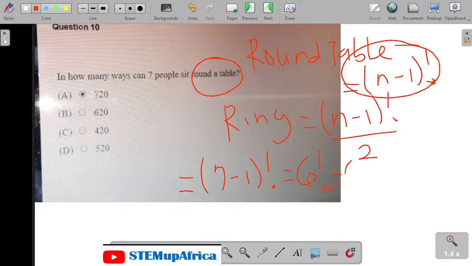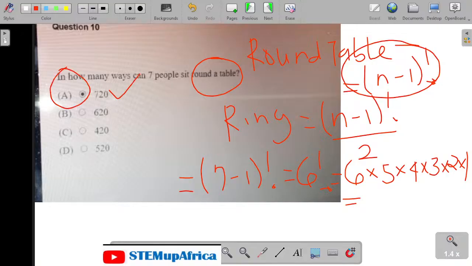6 factorial will be written as 6 times 5 times 4 times 3 times 2 times 1. So if you multiply, what are you having? 6 times 5 is 30, 30 times 12, that's 360, 360 times 2, that will give us 720. So for ring, you're supposed to divide by 2 to have 360. So in case you see ring tomorrow or your next exam, you should know what to do.